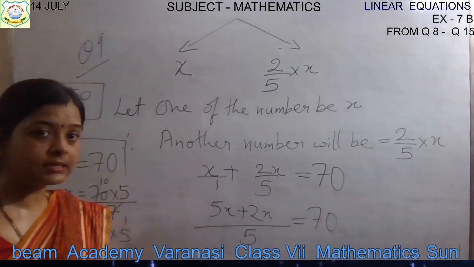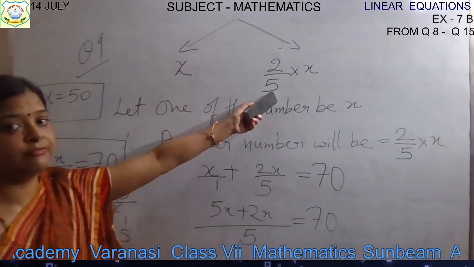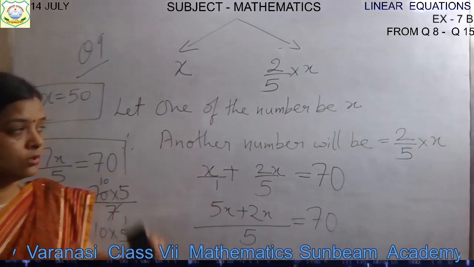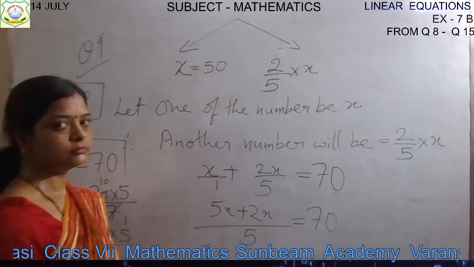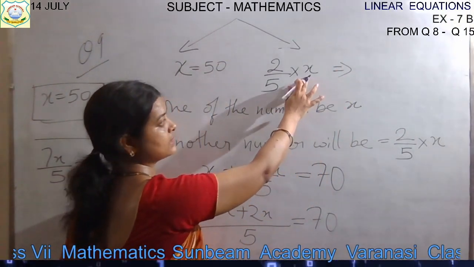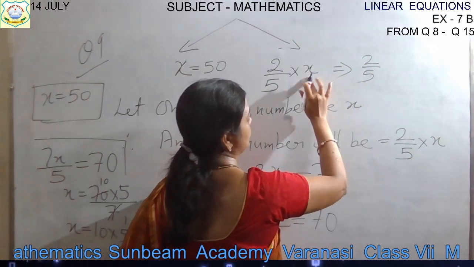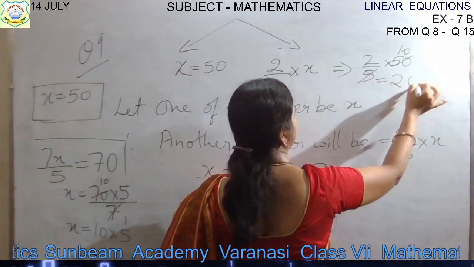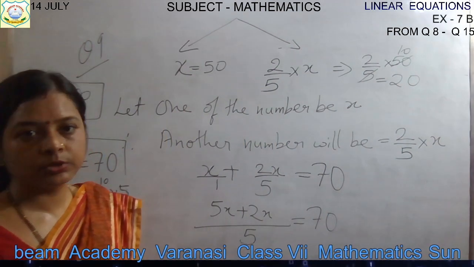In the question, it is not asking what x is. They are asking about those two numbers. If one number is 2 by 5 times the other number and their sum is 70, what are those two numbers? Just now we found that the value of x is 50. So one number is 50, and the second number will be how much, children? Put the value of x here so that you will get the second number. 2 by 5 of x, that is x is 50. So 5 tens are 50, that is why it is equal to 20. So one number is 50 and another number is 20.